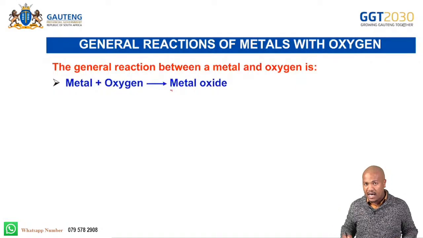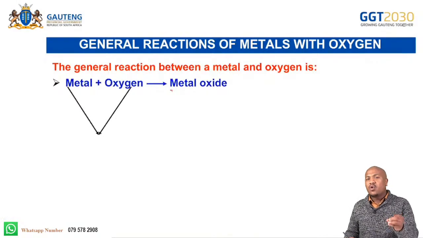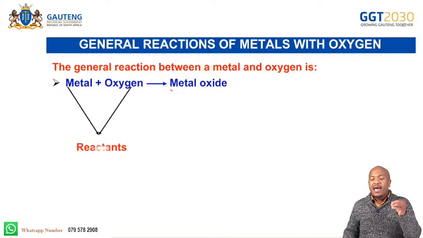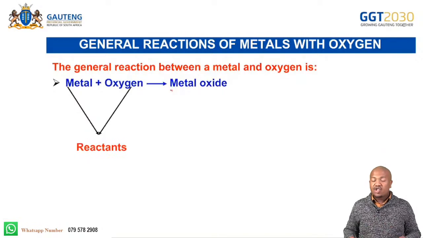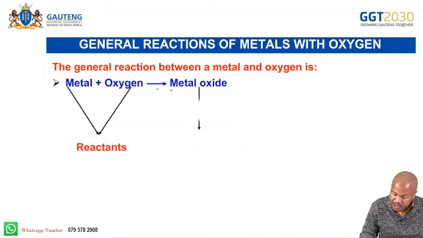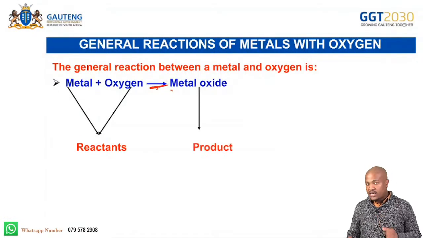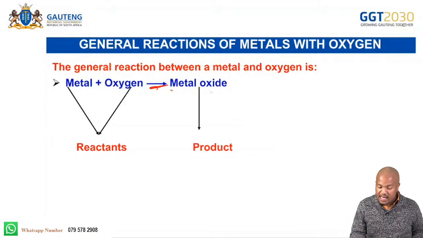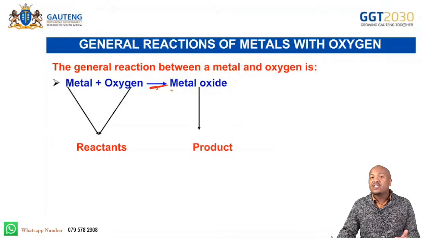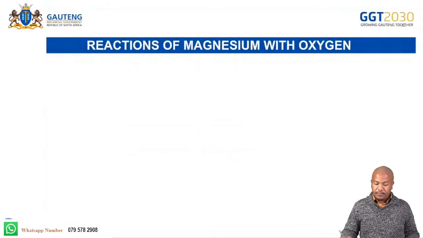So now we're talking of the general equation of any metal with oxygen to form what? A metal oxide. Just to remind you, in this particular reaction, our metal and oxygen are our reactants. They are the ones reacting with one another to form this product, which is a metal oxide. So the metal and oxygen are our reactants, whereas the metal oxide is the product that is formed after the reaction has taken place.